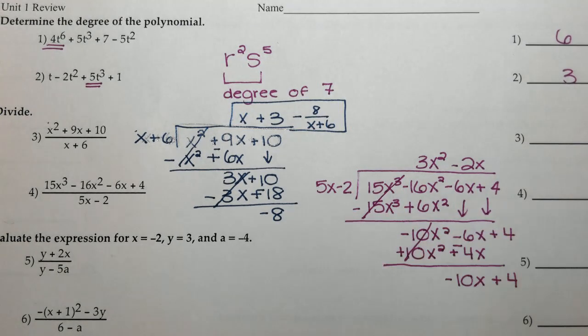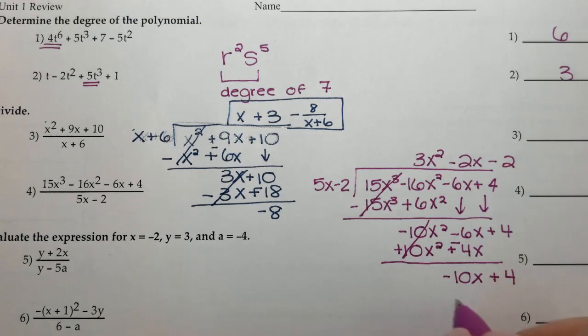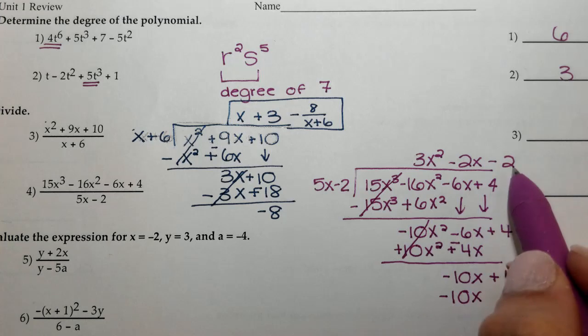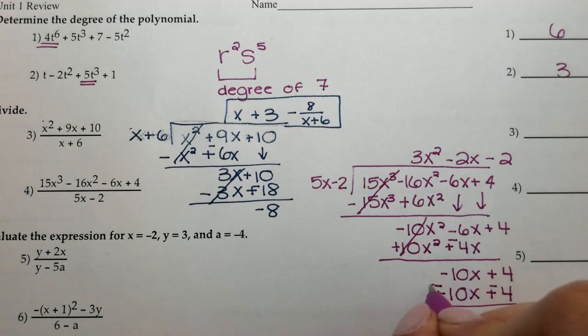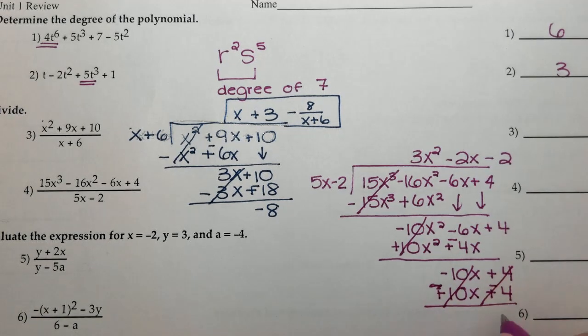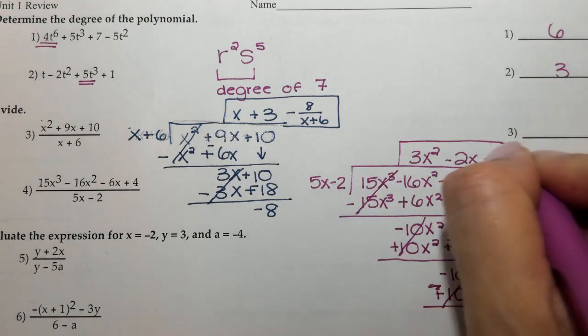Then negative 10x divided by 5 is a negative 2. Negative 2 times 5 is a negative 10x. Negative 2 times a negative 2 is a positive 4. Change both of your signs. So this is gone with a remainder of 0. So this is your final answer.